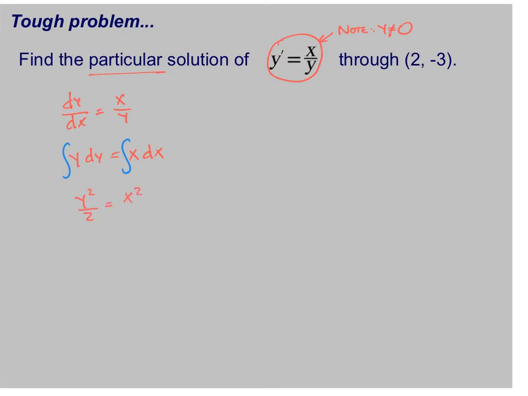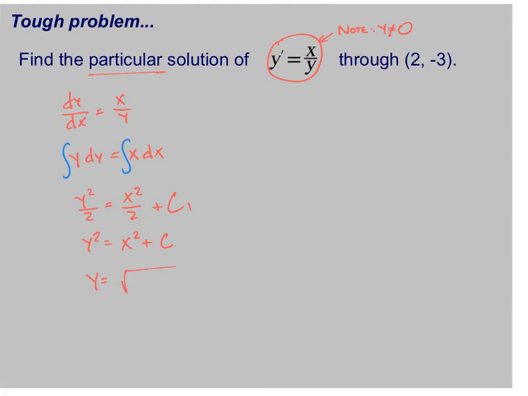equals x squared over 2 plus some constant. From here, let's just multiply everything out by 2. That gives us y squared equals x squared plus some constant. It's different than the previous one, so I'm going to tag the previous one with a subscript of 1. Let's go ahead and solve for y now by extracting a square root.